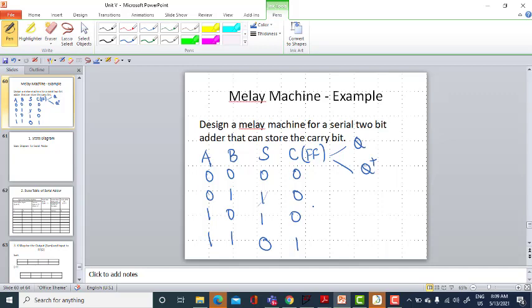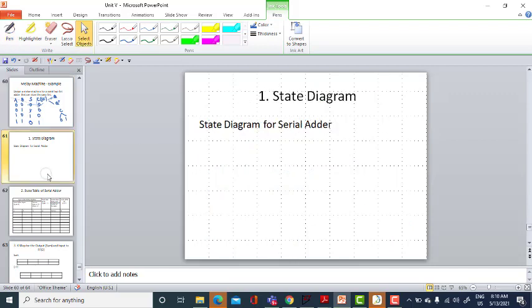Right. So the first step is to draw the state diagram. Keep in mind, the state is only for the flip-flop, your present state and the next state. So let me have two states, since your carry can take two values, either 0 or 1. Coming to the state diagram of the serial adder, you have two states. One is your sum and another one is your carry.